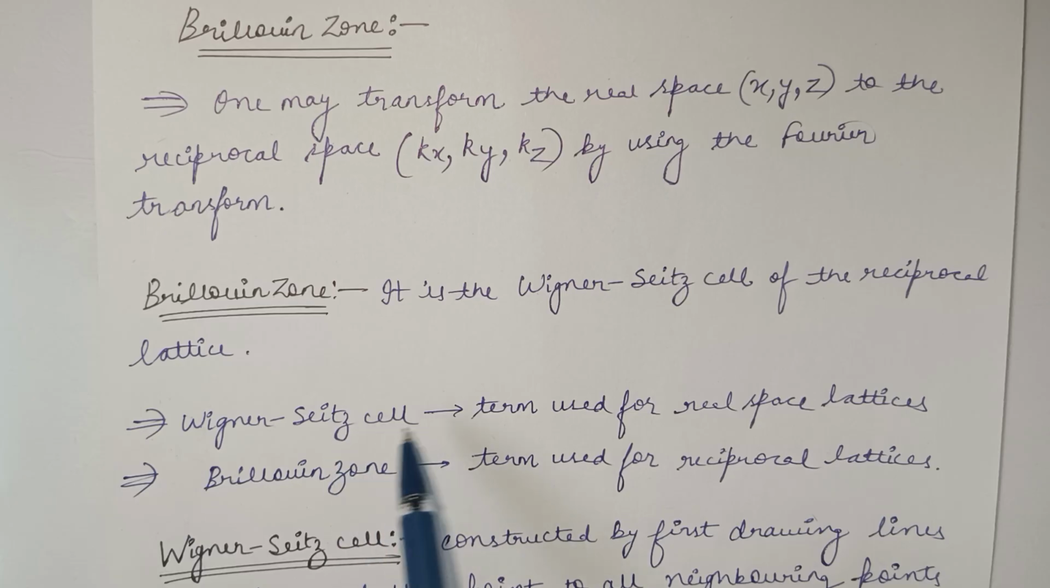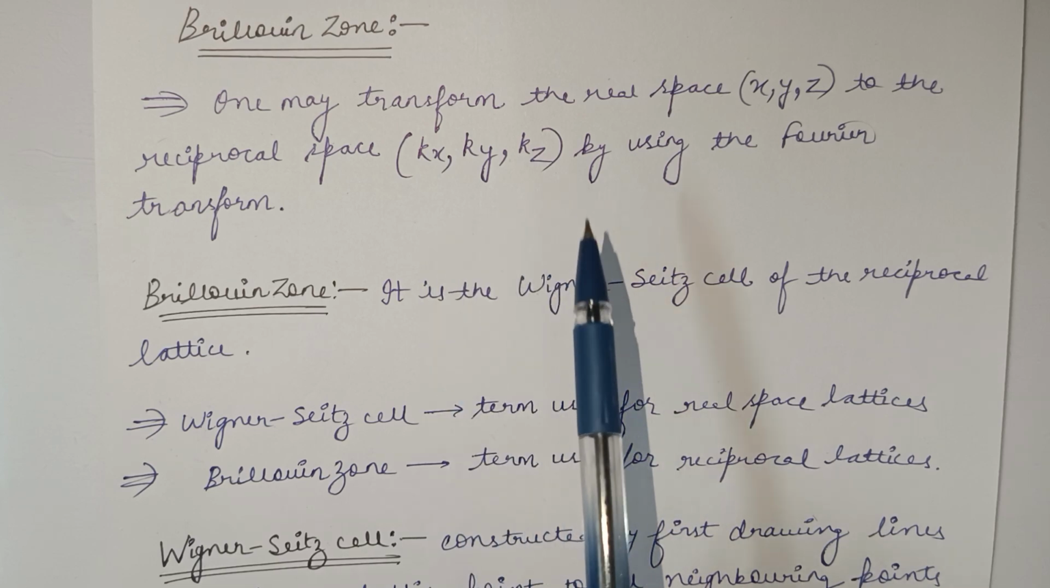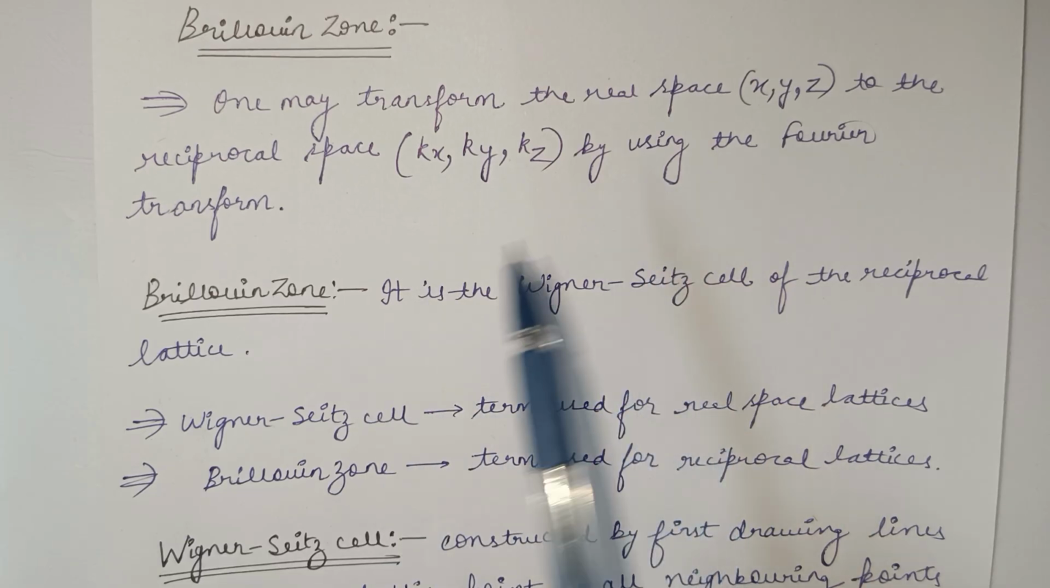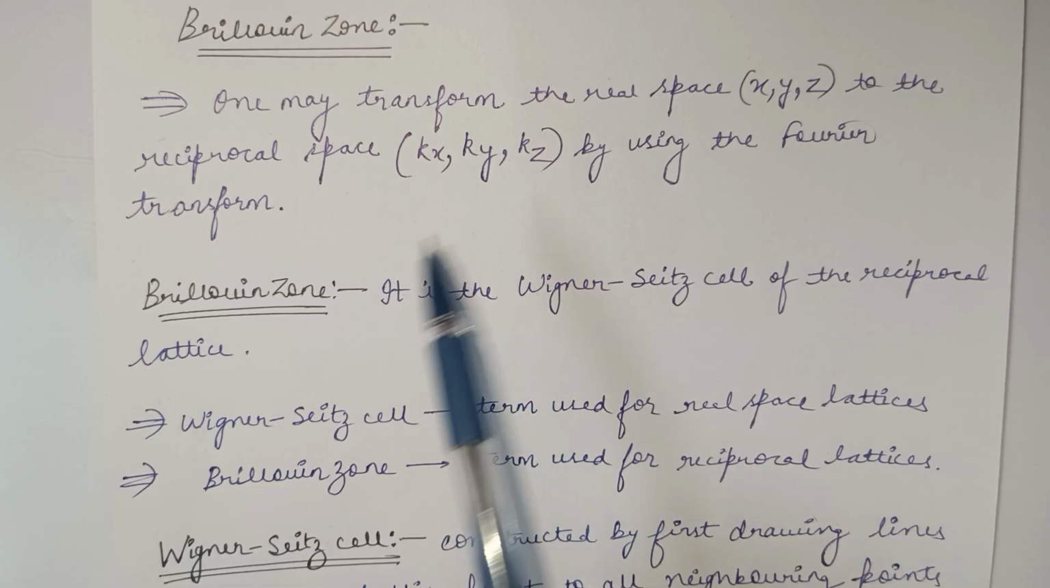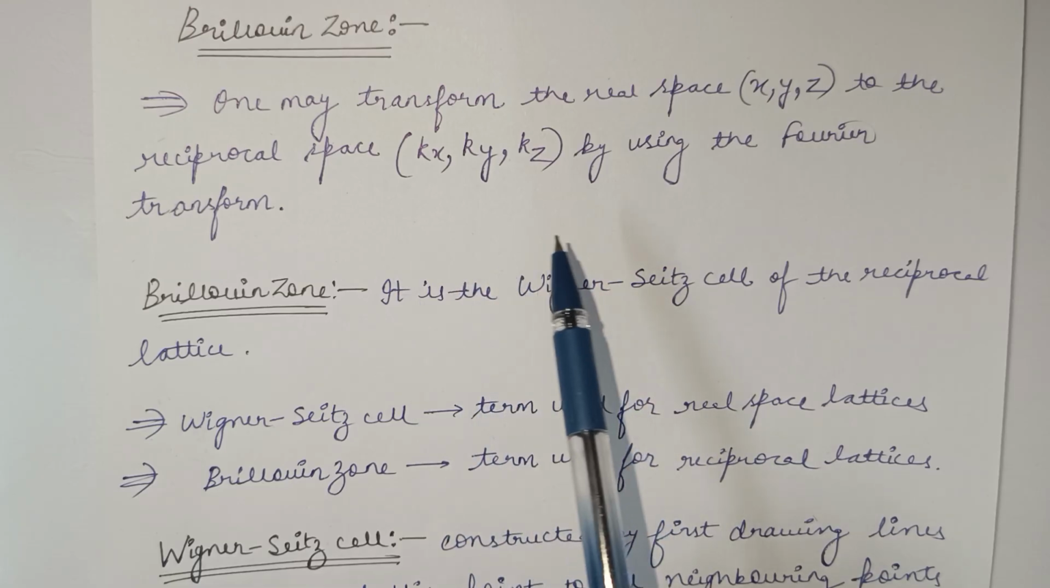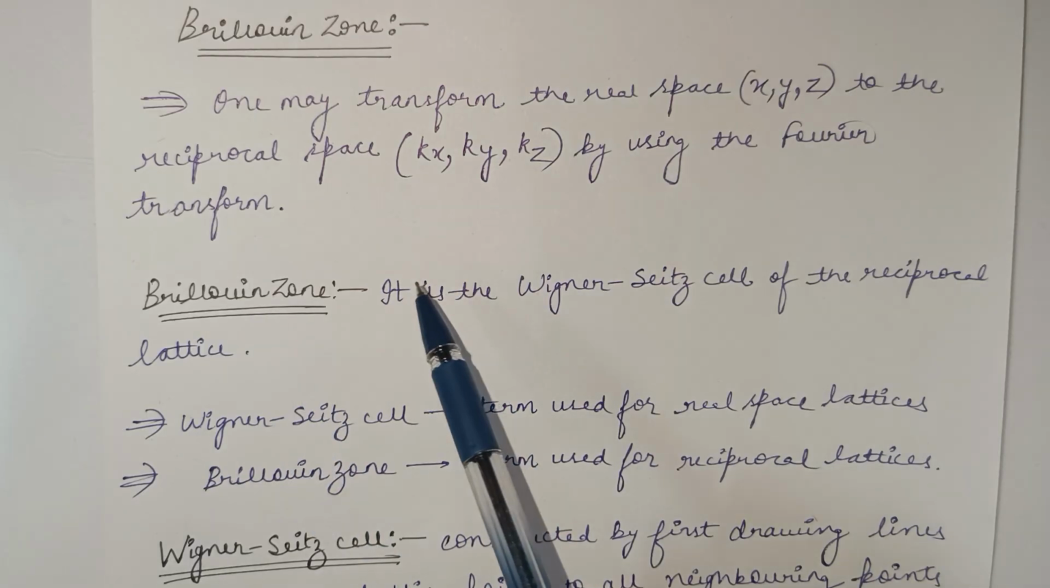But this term is actually used for real space. What is the more technical term is Brillouin zone. Just like the unit cell is the smallest thing in real space which repeats itself, it is the Brillouin zone which we use in reciprocal space or lattices. So first of all we need to know what the Wigner-Seitz cell is.